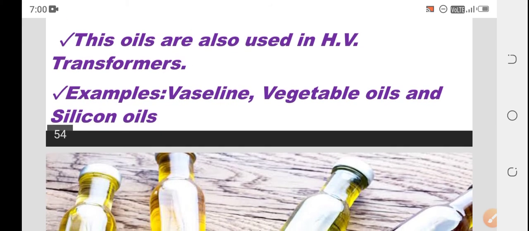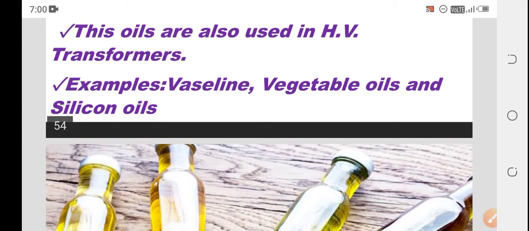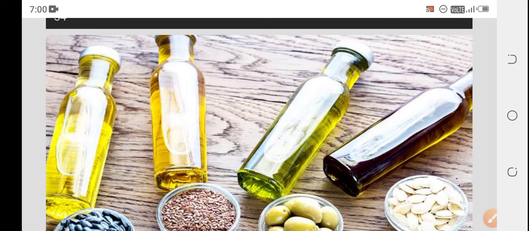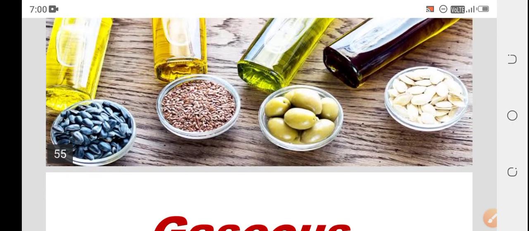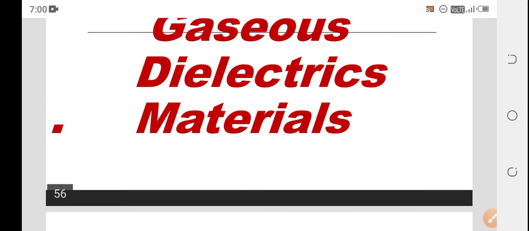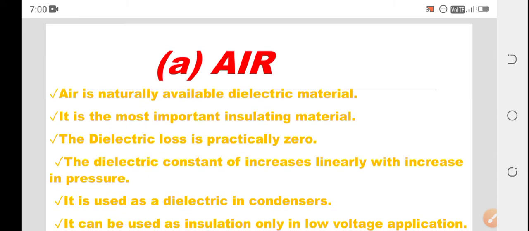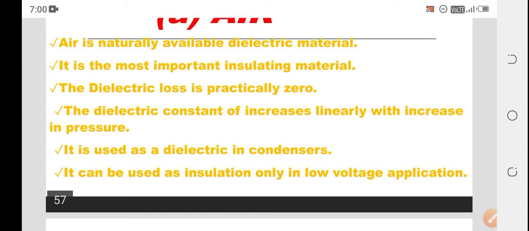This is also another dielectric material in liquid type, and this is the figure about the vegetable oil which I took from the Google. And coming to the third type of the dielectric material, the gaseous dielectric materials, the first one is air. Air is a naturally available dielectric material. It is the most important insulating material.